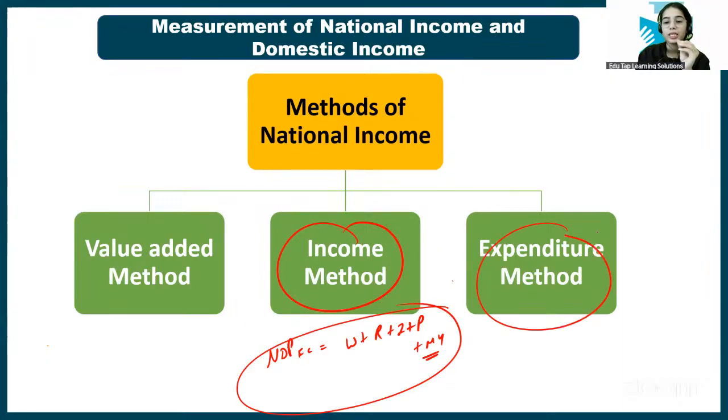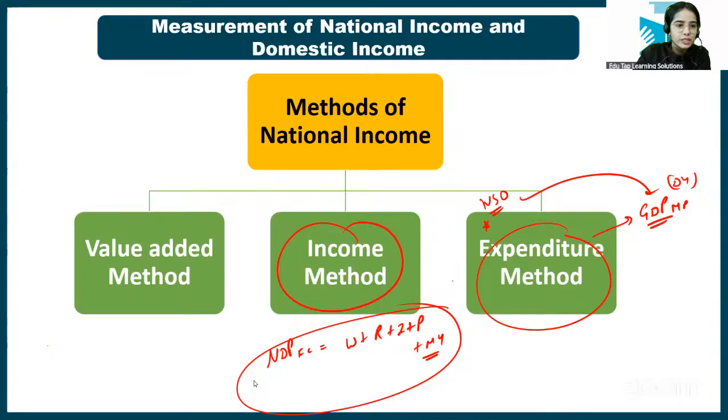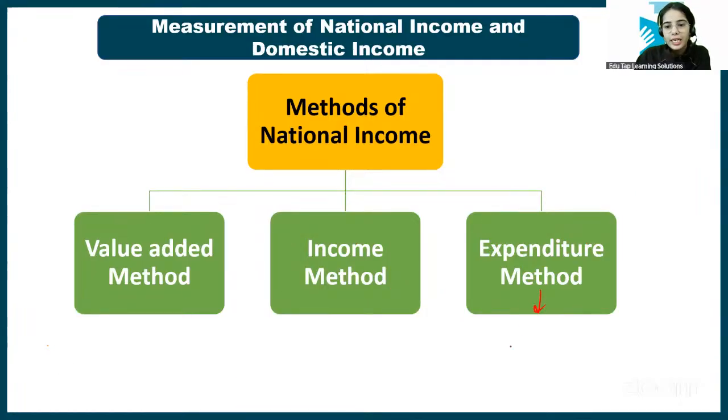Now the expenditure method. In the expenditure method, the good thing is that directly we are able to calculate GDP at MP. That is, domestic income is coming directly from the expenditure method, and it is usually used by the National Statistical Office to calculate GDP at MP. Now, the basic idea in the expenditure method is that we are adding all the expenditure that we are doing on the domestic product. So we are calculating GDP at MP through the expenditure method.